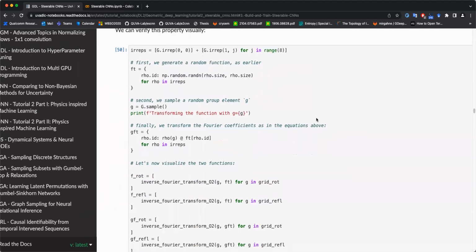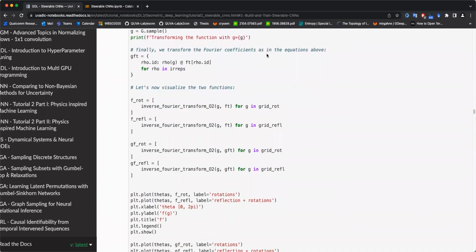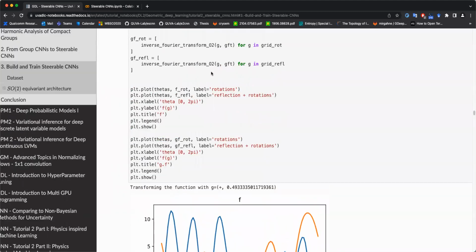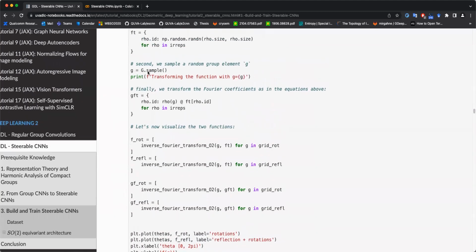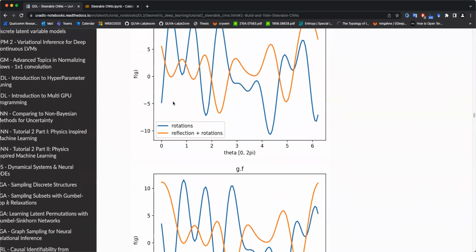And the nice part is that we can actually try to visualize this. So now let's generate again a random function. We try to plot it, and then we sample a random rotation G, right? And we try to shift this function. We can do that by multiplying every coefficient by the corresponding IREP. So the coefficients at a certain IREP row are multiplied by the matrix representation with the row of this group element. And now we plot it, and we see that this is indeed the case.